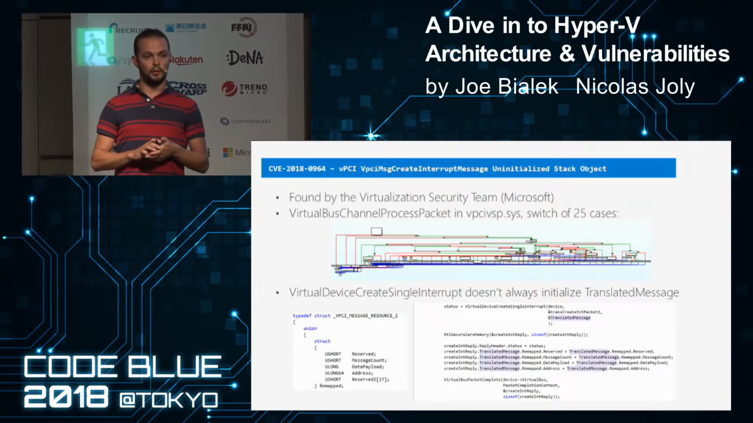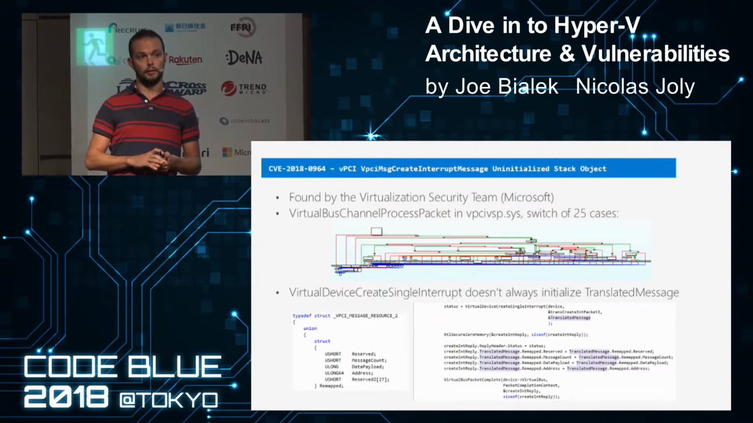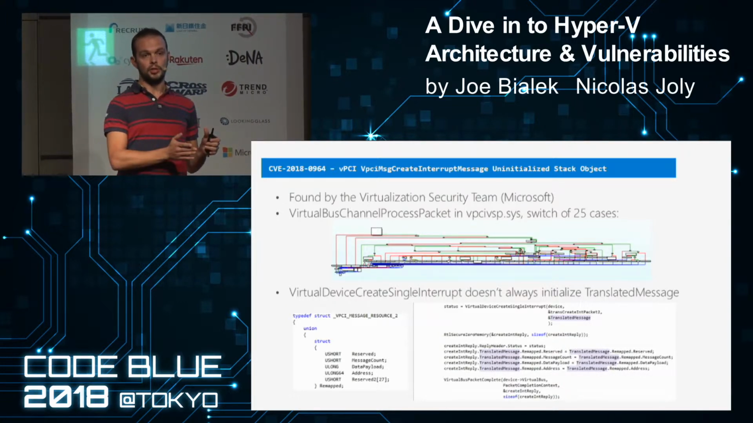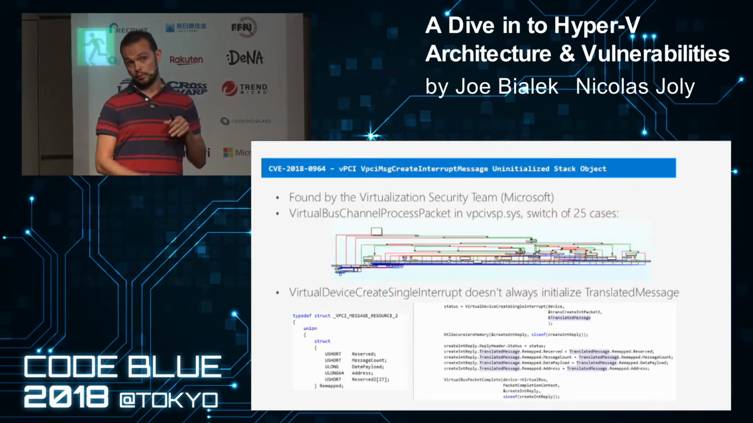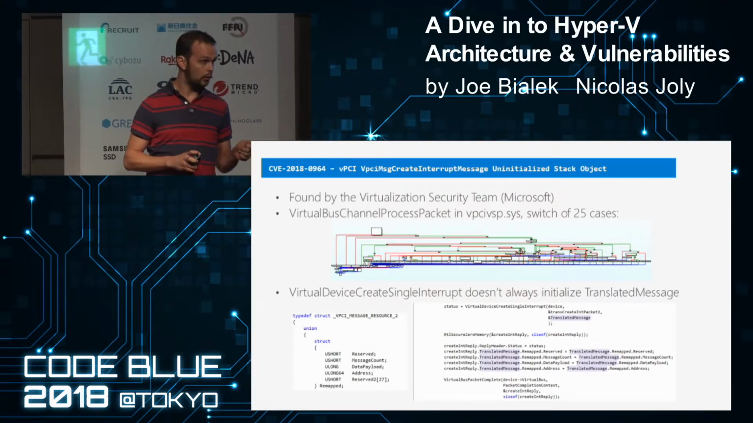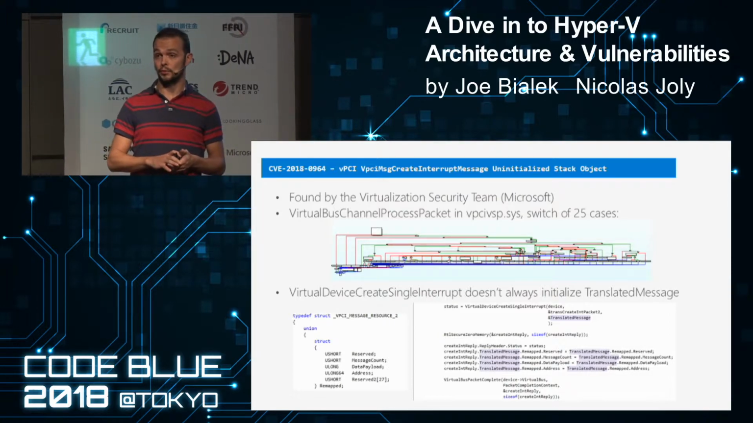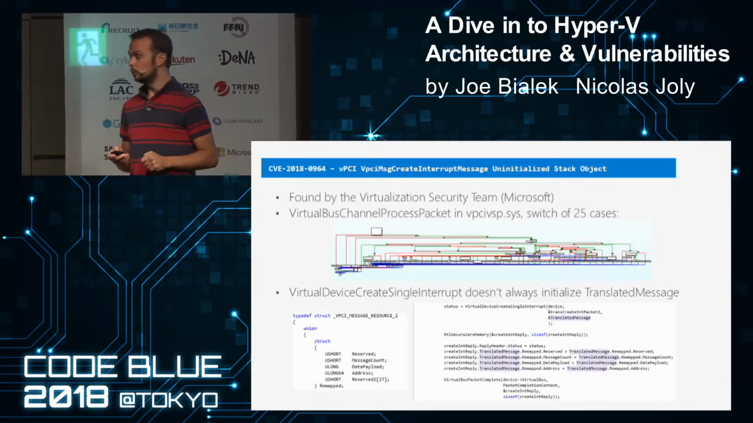This bug was found by the virtualization security team at Microsoft. They figured out that by causing an exception in that function, the stack buffer would be left uninitialized and sent back to the guest. For a bug like this, where you can leak stack memory from the host kernel, we would pay up to $25,000. However, we would need a POC.